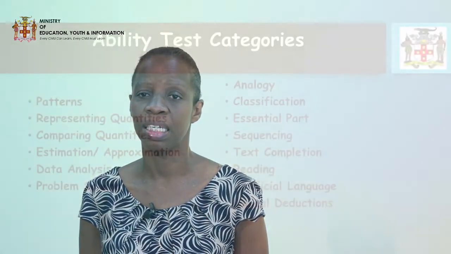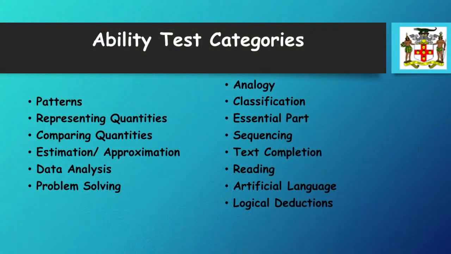Now, the ability test has different categories. We have categories under verbal and quantitative reasoning. For quantitative reasoning, you may be asked to identify a series of patterns, compare quantities, analyze data, and solve problems. In the verbal reasoning categories, you may be asked to classify objects based on their similarities, look for sequencing, and also to make logical deductions. So let's get to it.